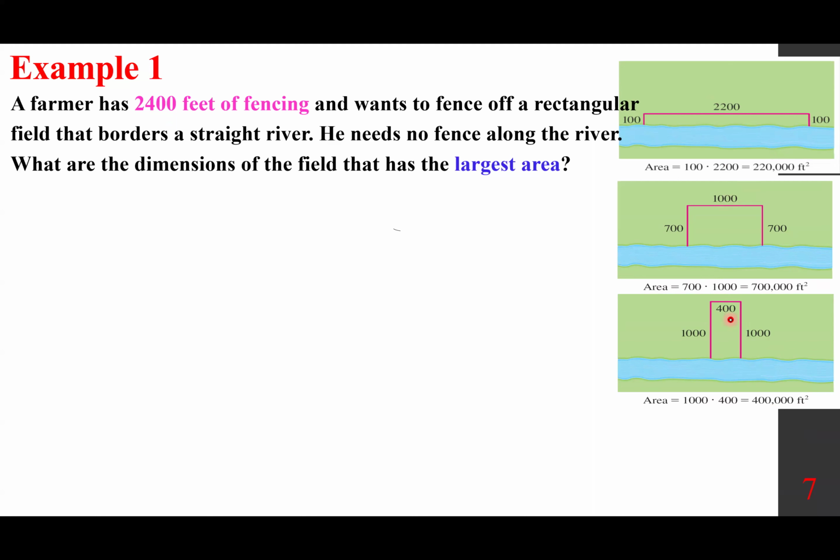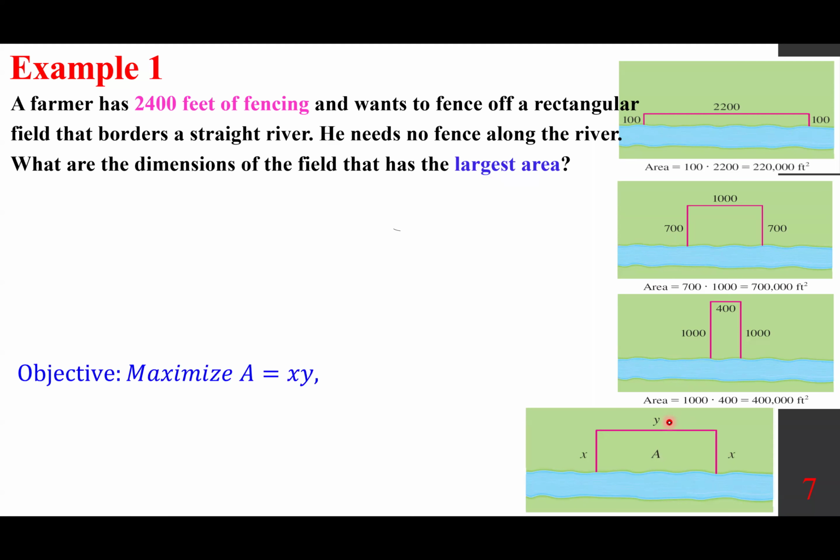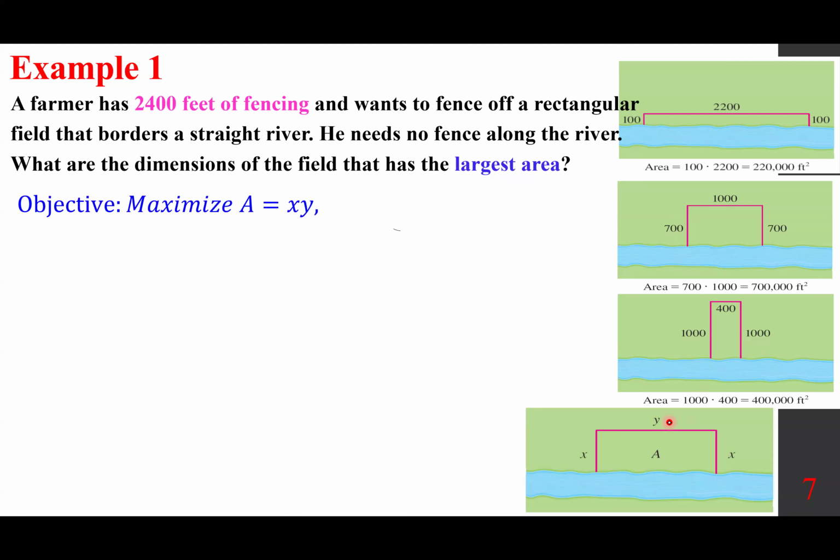The proper way is that we don't know, so we're going to define variables. We're going to define the width to be x, the length to be y. The objective is to get the maximum area. So if this is x, this is y, then we want to maximize the area, which is x times y.